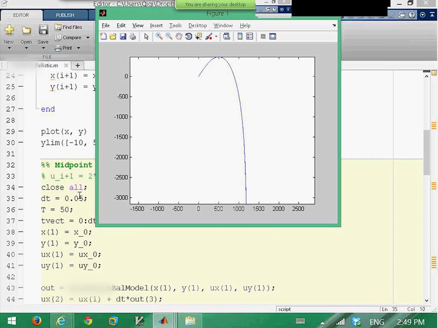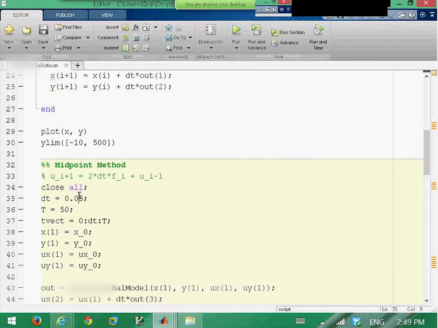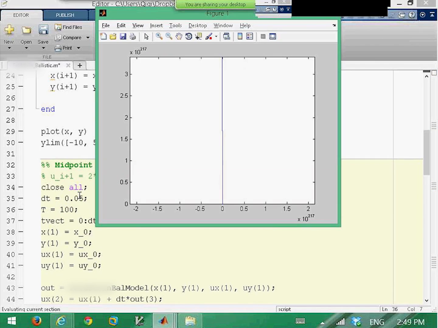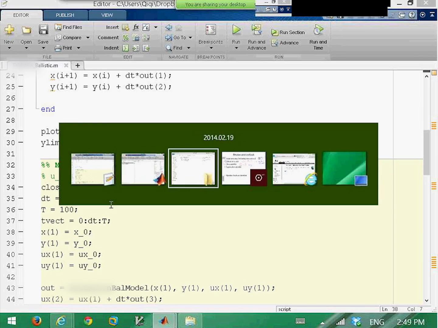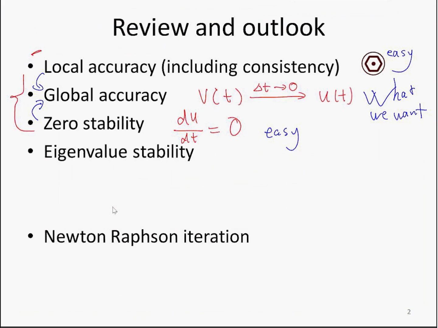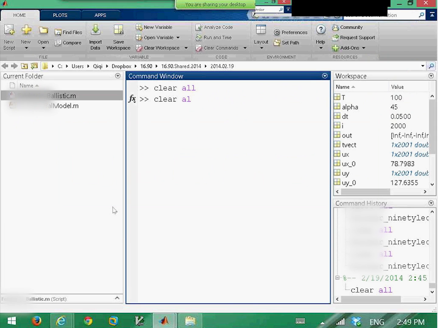But it becomes smaller. But when I increase t to be 100 again, this is going to show up again. I mean, I see something is wrong. But okay, I'll look into that later. But the point is clear, right? Although the midpoint scheme is zero stable and second order accurate, it doesn't really give the desired behavior.